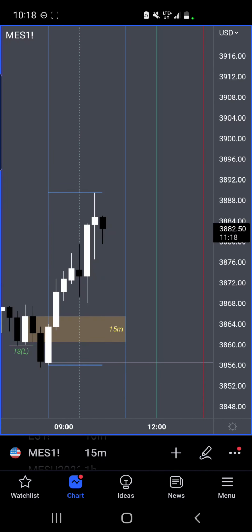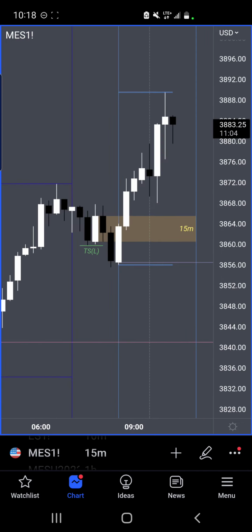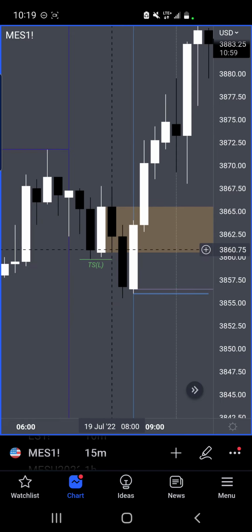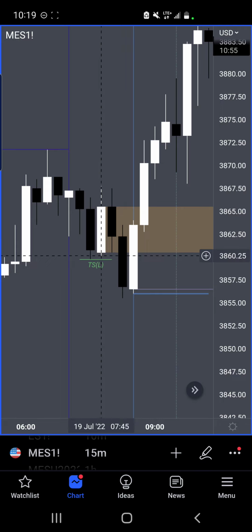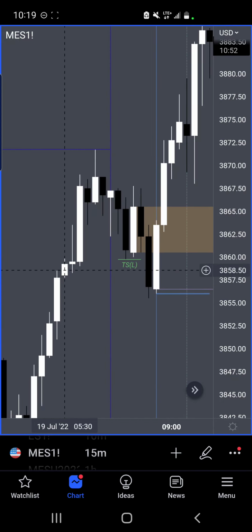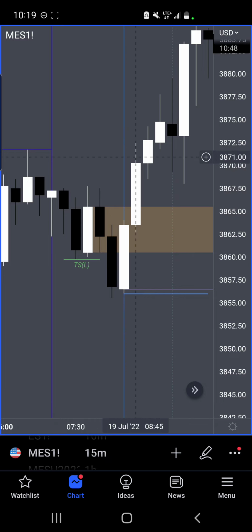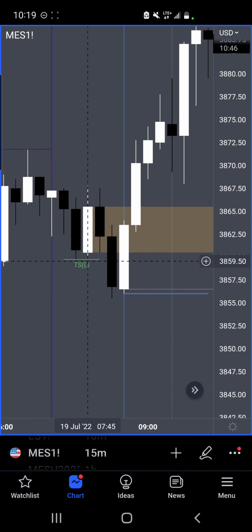My bias was already higher. My bias was for the ES to run price higher because of the potential daily sell model that I'm seeing on the dollar. So I saw here, before 8:30, we had these clean lows, and then we ran those lows into this gap, and then immediately broke and closed higher. So I was like, okay, that's probably a turtle soup long.